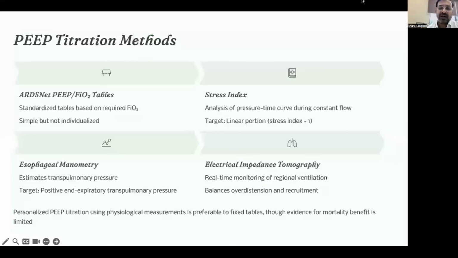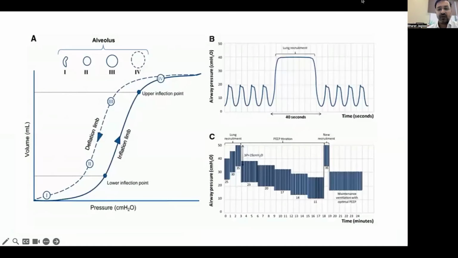So PEEP can be titrated in various ways. We can also look into the stress index, analysis of the pressure-time curve during constant flow. And we already spoke about esophageal manometry. We can also look into electrical impedance tomography, that is real-time monitoring of regional ventilation, which tells us which zones are getting hypoventilated and which zones are getting overventilated, and we can balance over-distension and recruitment.